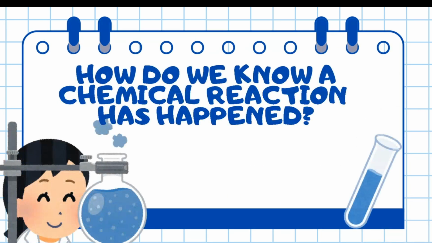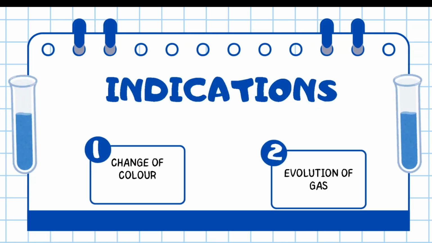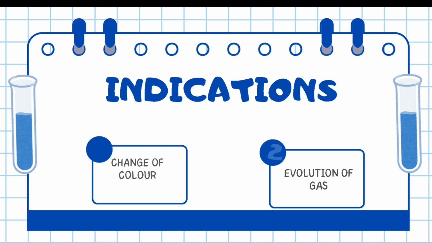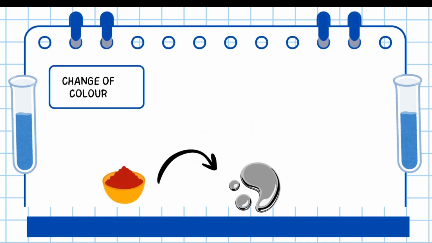Now whenever a chemical reaction is taking place, how will we know that a chemical reaction has happened? There are certain external indications or characteristics that help us to know that a chemical reaction has taken place. Those indications are change of color, evolution of gas, evolution or absorption of heat energy, or formation of precipitate. So let's take these indications separately.